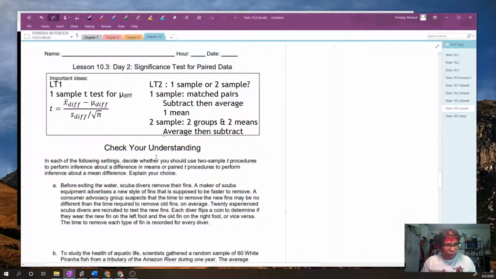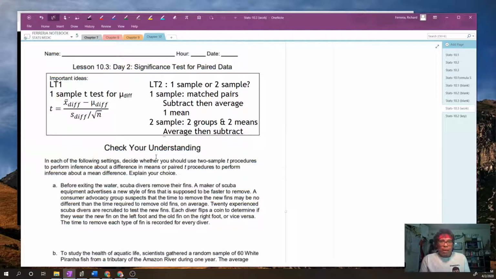So for learning target 1, we've got the one sample t-test for mu diff. And for mu diff, you know that t equals x bar diff minus mu diff over s diff over square root of n. So in essence, this is a one sample test. Now, what's the difference between the two? Well, that brings us nicely to learning target 2. What is the difference?